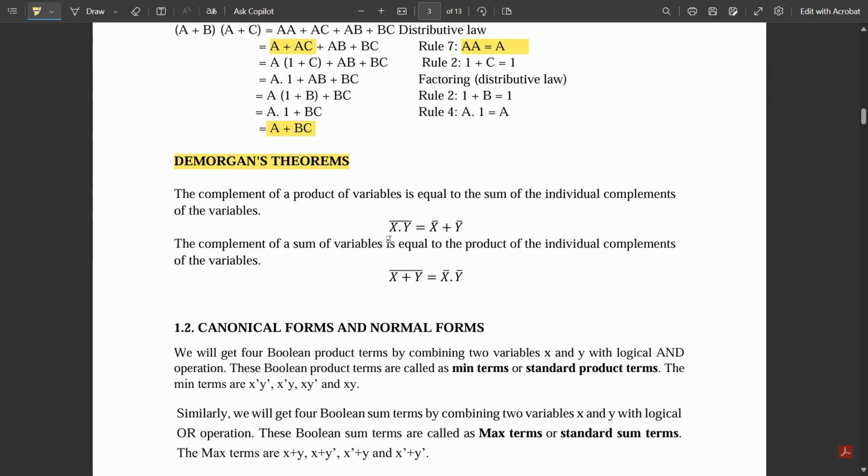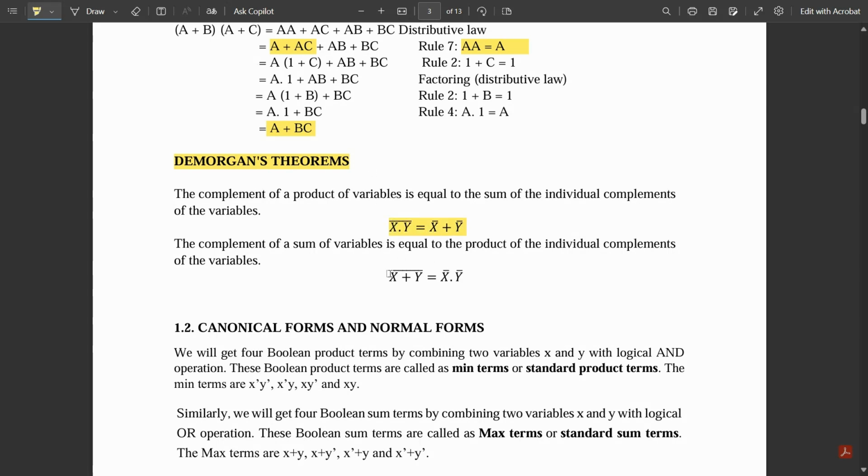So they have taken two variables here. Product of these two variables, that is complement of product. So xy, whole bar, would be equal to the sum of the individual complements, that is x bar plus y bar, and vice versa. If you take the complement of the sum of variables, that is x plus y the whole bar, it would be equal to the product of individual complements, that is x bar into y bar.